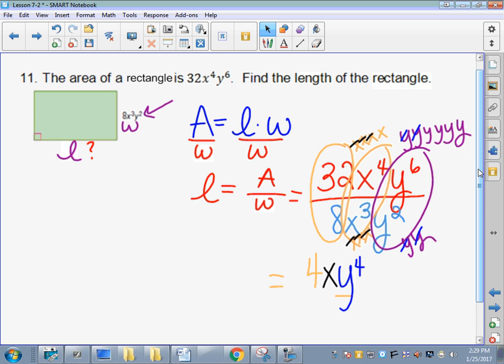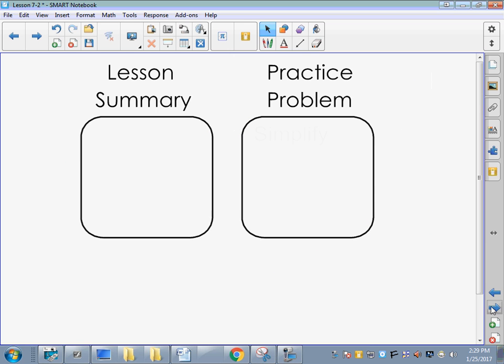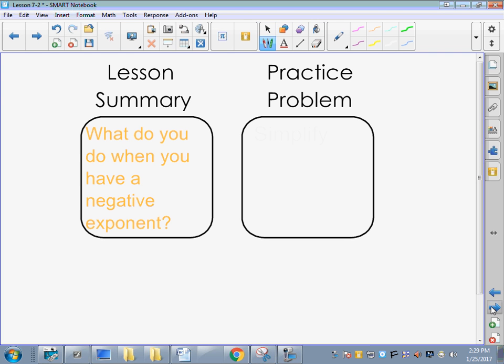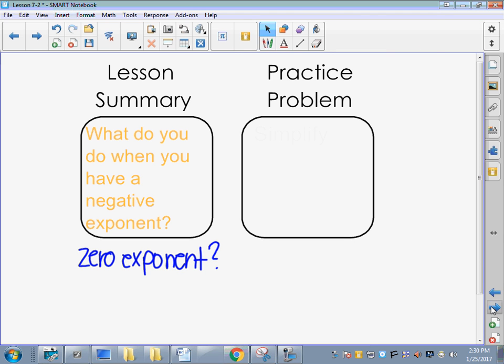All righty. So we're practicing, and we'll practice more. If you're struggling, having a hard time, bring your questions to class, and we'll talk these things out. But here's what I would like to know. What do you do when you have a negative exponent? And actually, I want to add to that, what do you do when you have a zero exponent? So 2 questions. What do you do when you have a negative exponent? What do you do when you have a zero exponent?